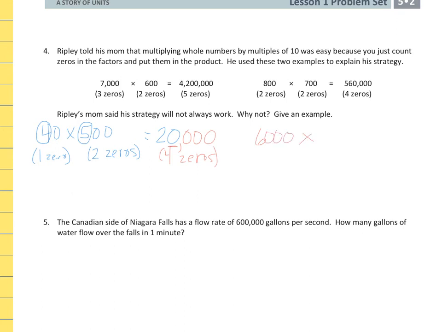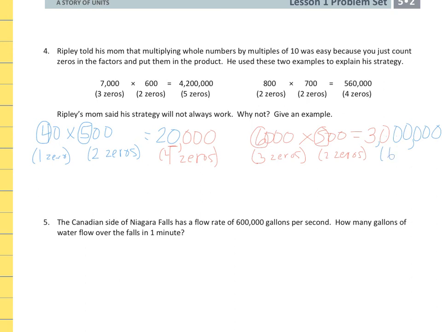6,000 times 500, because 6 times 5, a basic math fact, is going to be 30. And then we have 3 zeros here, and we have 2 zeros here. So that means we need to add 5 zeros to the end of 30. 1, 2, 3, 4, 5. And that would give us 3 million, which means there are how many zeros altogether? 1, 2, 3, 4, 5, 6 zeros.